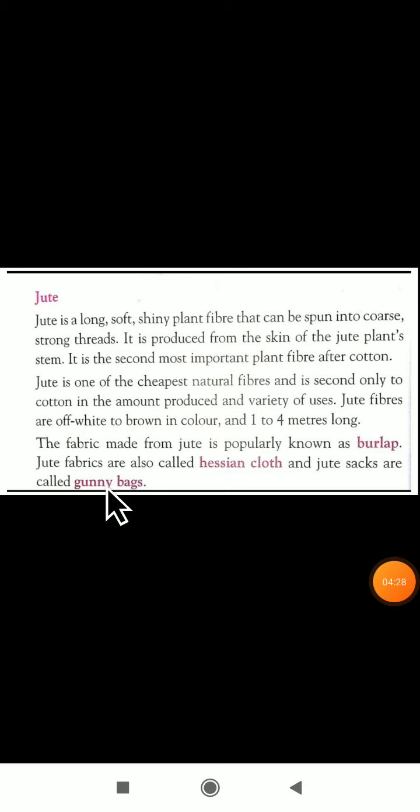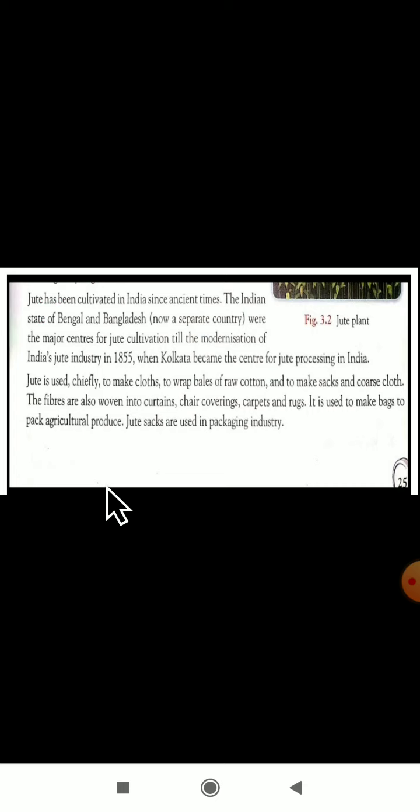What is burlap, dear students? The fabric made from jute is known as burlap. And where is jute used? It is used in gunny bags. To prepare any jute products, we use this jute. Jute has been cultivated in India since ancient times. Ancient means from the olden days the cultivation of jute was done, and it is there now also. Jute has been cultivated in India since ancient times.